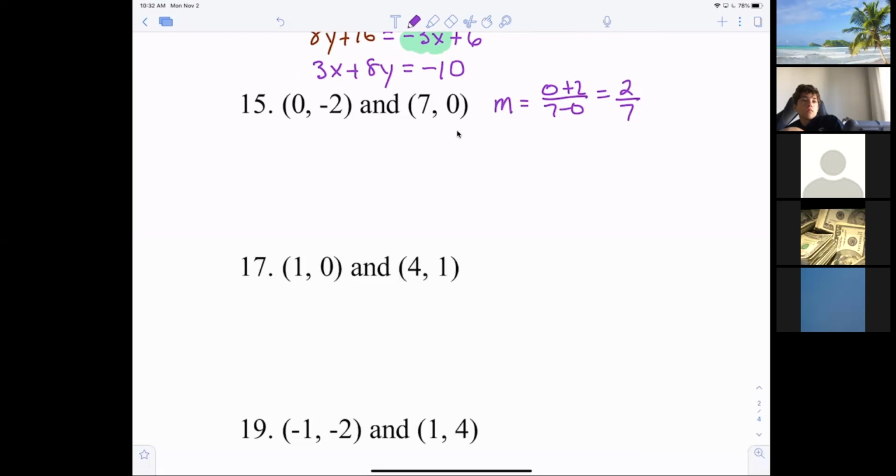0 minus negative 2. What? All right, write the equation. Go. Y plus 2. Y plus 2 equals negative, or 2 over 7.